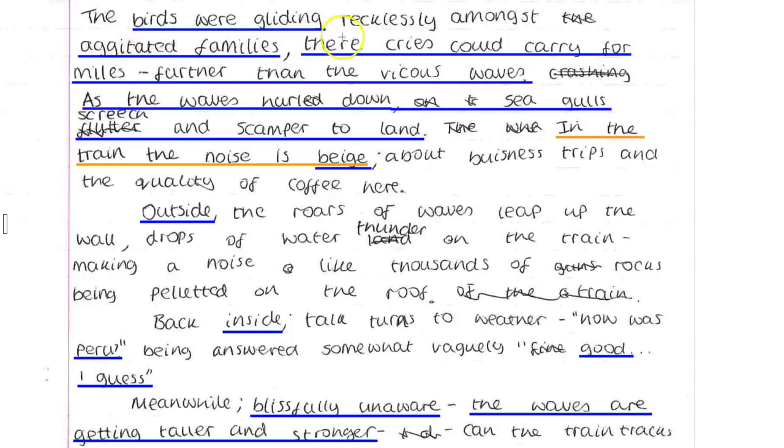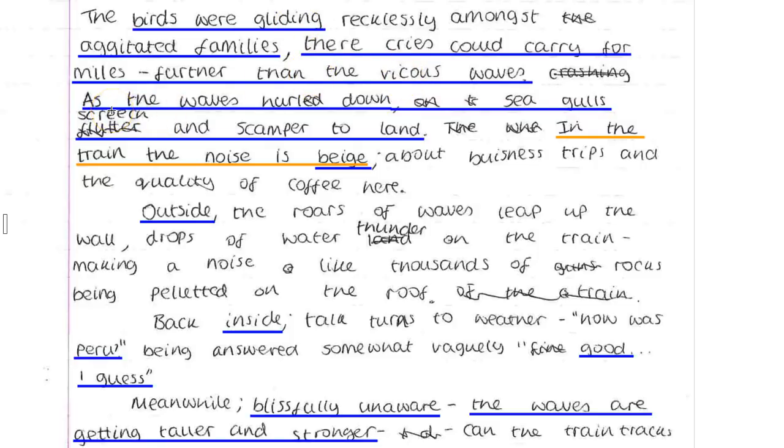The birds were gliding recklessly amongst agitated families. Their cries could carry for miles, farther than the vicious waves. So here we've got this brilliant contrast of the birds gliding. We've got an image of peacefulness here, and that's deliberately contrasted with the agitated families. Then we've got another contrast straight away, the cries of the birds carrying far, even farther than the waves, who were vicious, and the birds presumably aren't. Their cries are much less vicious. So we've got 3 contrasts in just 3 lines.